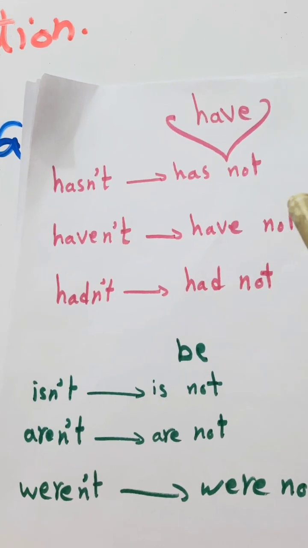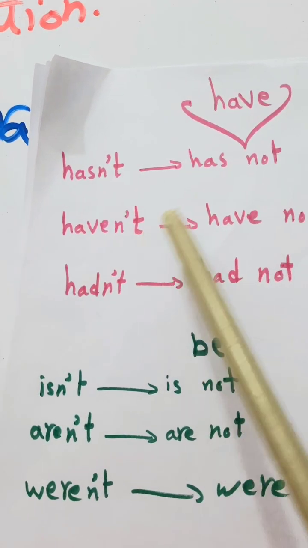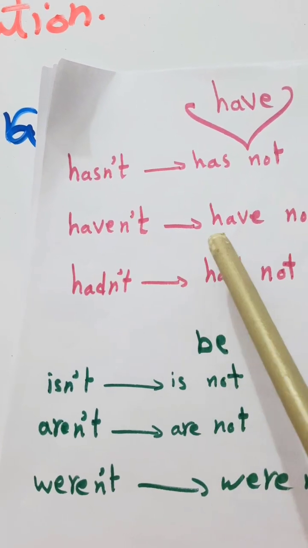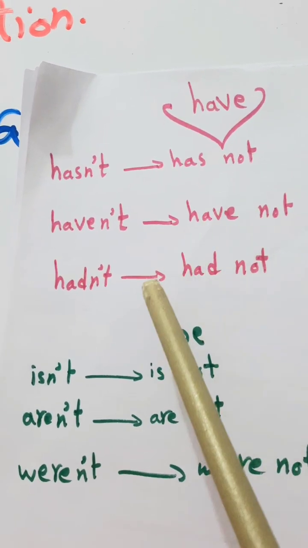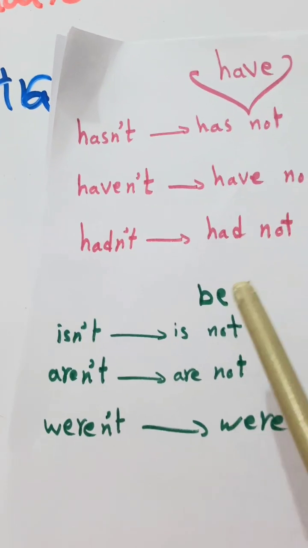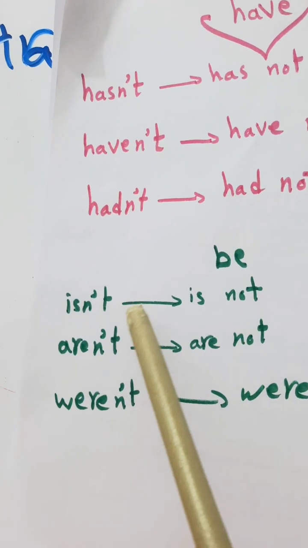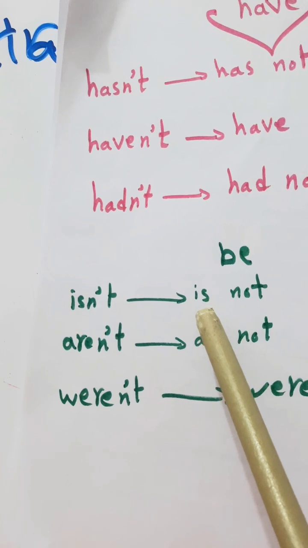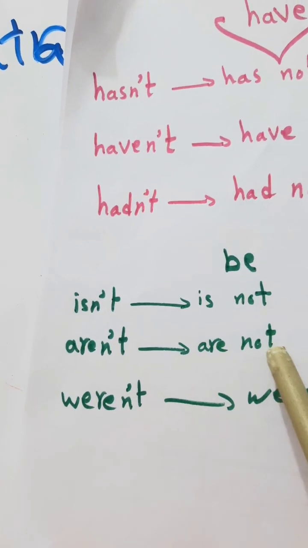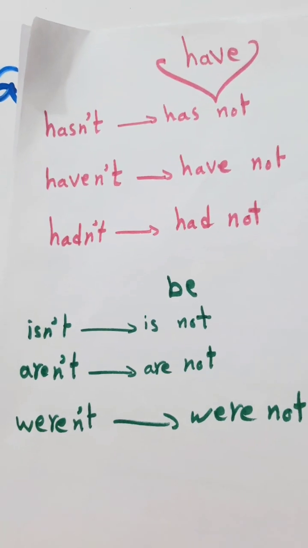Oh, we don't forget the verb to have. Hasn't instead of has not, haven't instead of have not, hadn't instead of had not, and the verb to be, isn't instead of is not, aren't, are not, weren't, were not.